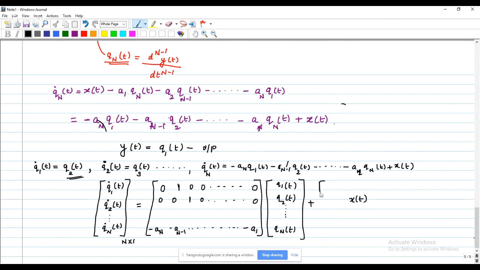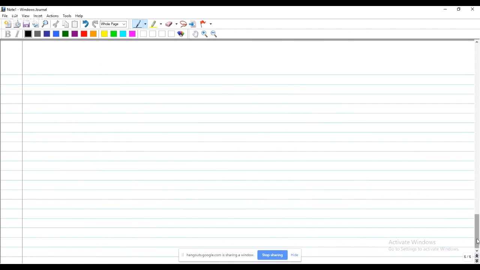Similarly, we have x of t only added to one equation, that is the last equation, right? So it should get added only to the last equation. Rest everywhere it must go to 0. Agreed? So this is how a state variable or state space matrix representation looks like.